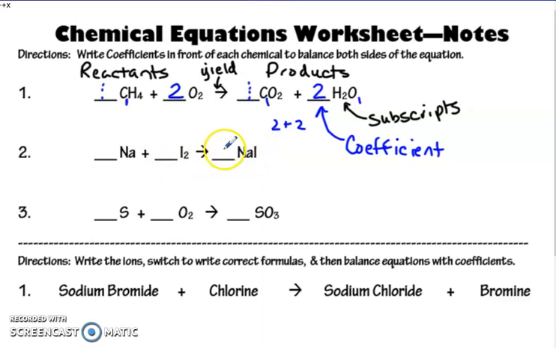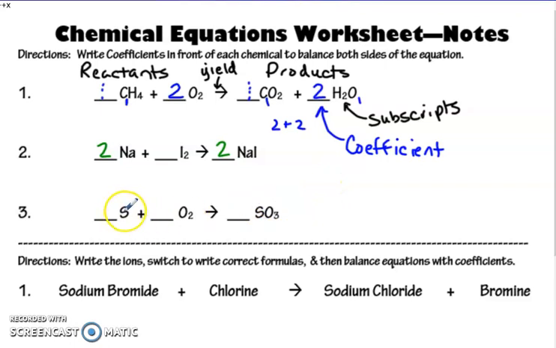Okay, so they got 2 I's, so I need to put a coefficient in front of this one and make 2 I's here. Okay, that screwed up the sodium. So here we go. We're going to make 2 sodiums here. Look, there's 2 sodiums and 2 iodines on each side of the yield sign, and that makes that one balanced. So that one's lovely, just like it is.